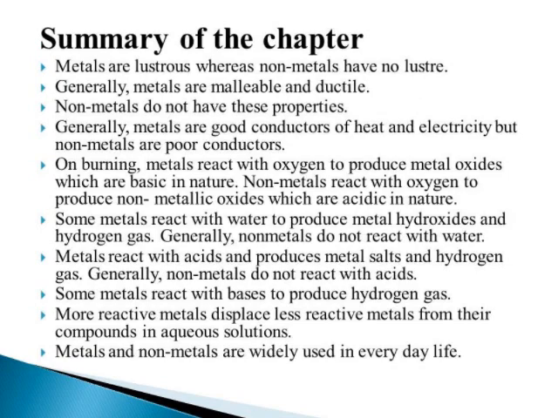Summary of the chapter. Metals are lustrous, whereas non-metals have no luster. Generally, metals are malleable and ductile. Non-metals do not have these properties. Generally, metals are good conductors of heat and electricity, but non-metals are poor conductors.